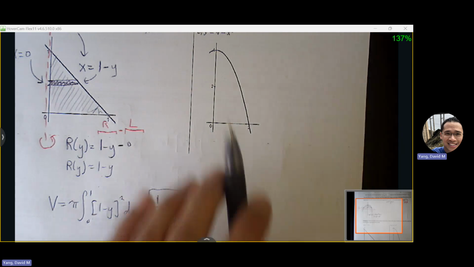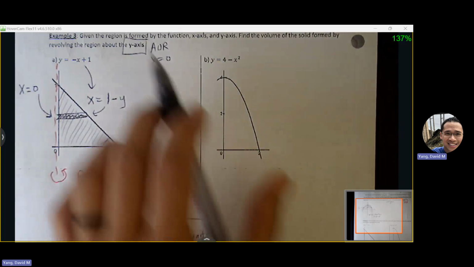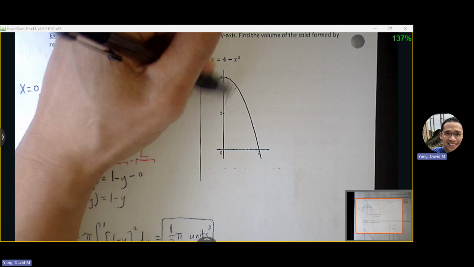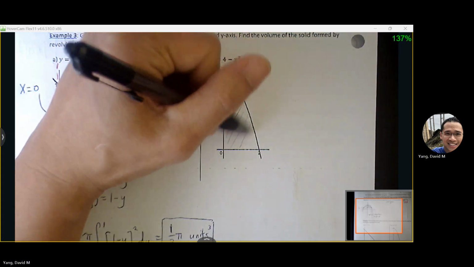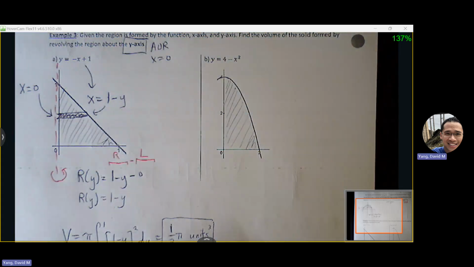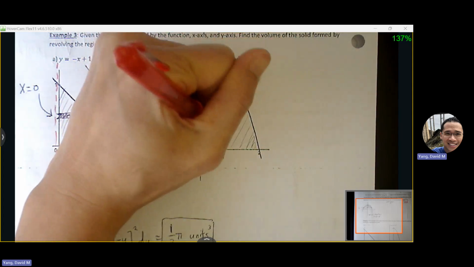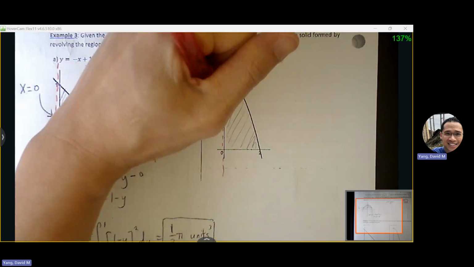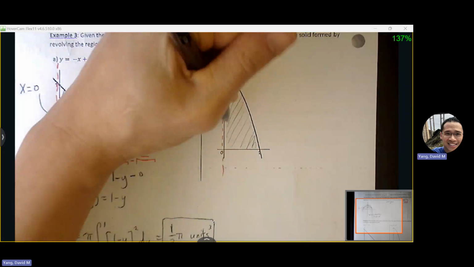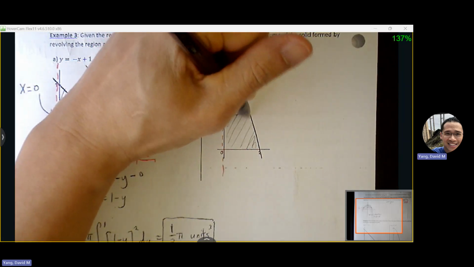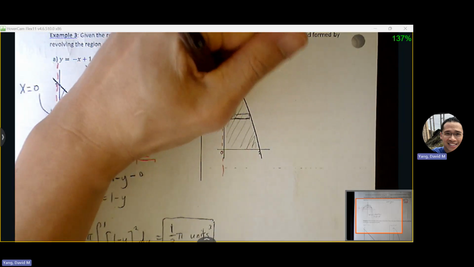All right, part B. We're also rotating around the y-axis. So here's our shaded region. Axis of revolution is vertical, which means my radius has to be in a different direction. It has to be horizontal. And we're picking our formula based off of the orientation of our radius.